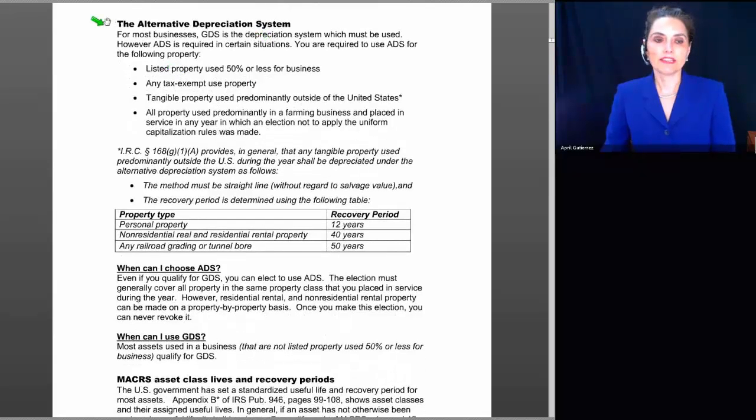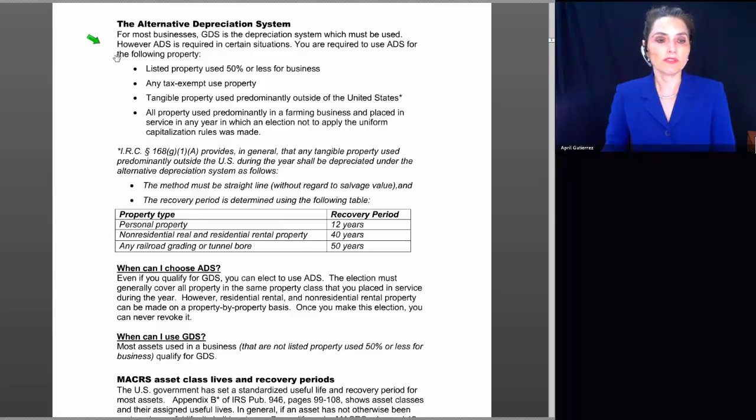So let's talk about ADS first. For most businesses, GDS is the depreciation system that must be used. Not necessarily must be used, but is the system that is used because it's the default system. If you don't think about it, you don't tell your computer to do ADS, odds are it's going to do GDS. It's just really the automatic system in place. However, ADS is required in certain situations.